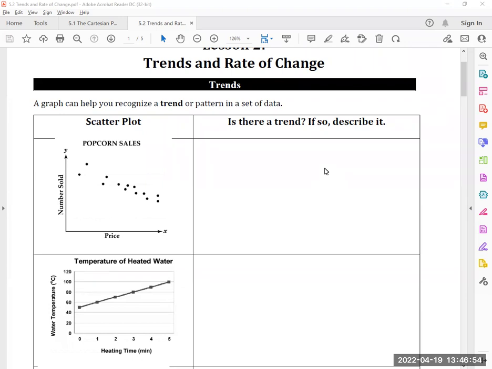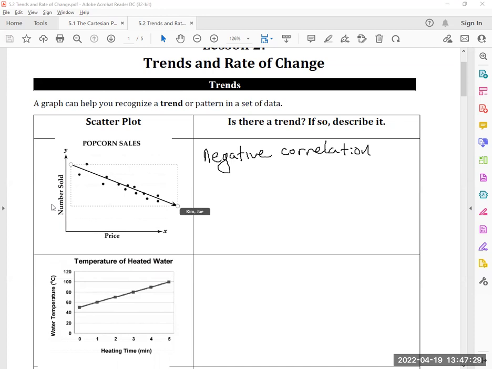One? When the price is more expensive, the number of sold is less. Right. So as price increases, number sold decreases. That would be what we call a negative correlation, right? In a simple way, you can say a negative correlation is when a relationship shows a downward trend.